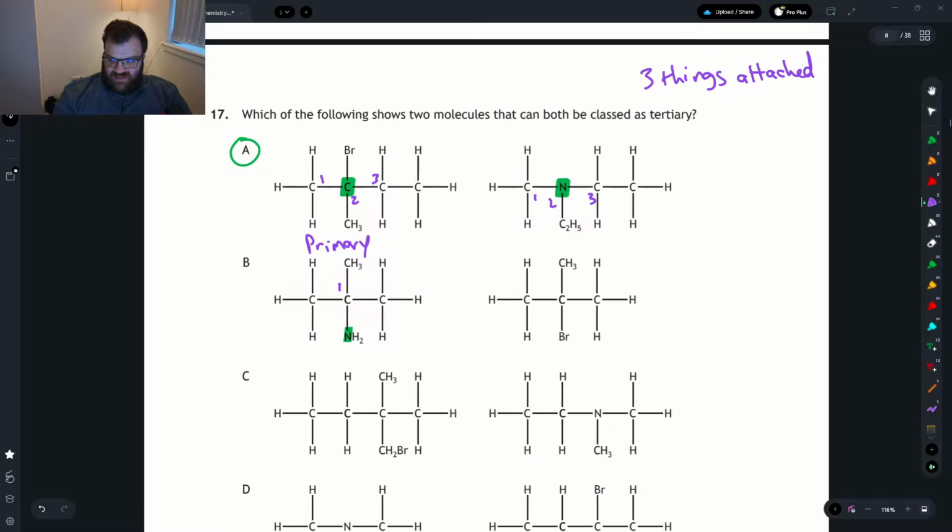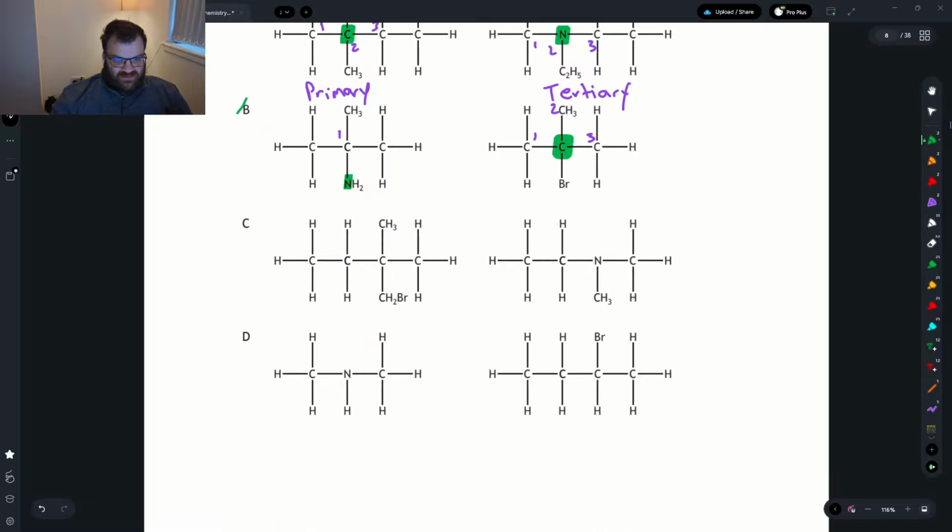Over with the bromo, that is 3 carbons attached to the carbon with the Br. So that would be a primary and a tertiary, not both of them. That's not going to be our answer there. Next up, we need to look at the carbon attached to the bromine. It's only attached to 1 other carbon, making that bit primary. And on the other side, we have got a tertiary amine because there are 3 carbons attached to the nitrogen.